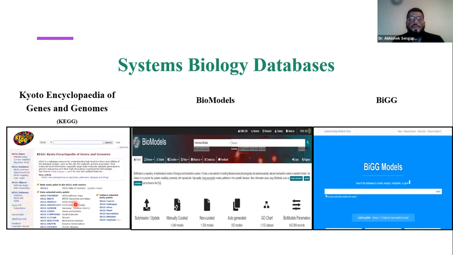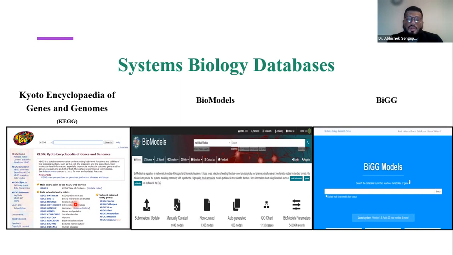Now, these are systems biology databases that we use quite widely. First one is the KEGG database. It is a collection of databases with genomes and biological pathways. So it is not just a pathway database. It is a very comprehensive database. KEGG has KEGG genes, KEGG proteins, KEGG drugs, so it is a very comprehensive database like NCBI.